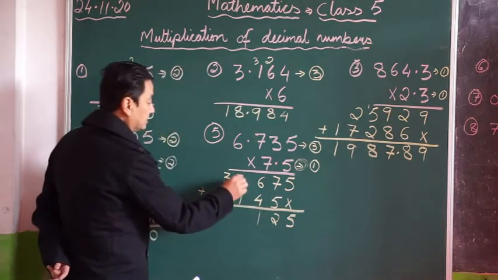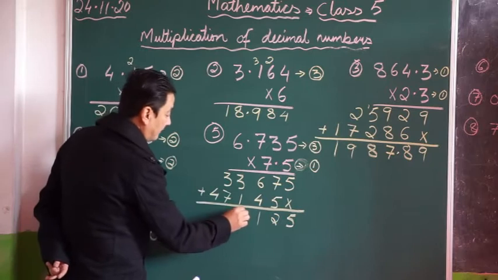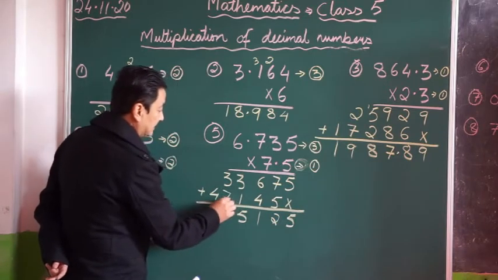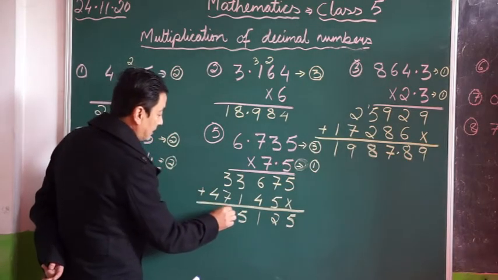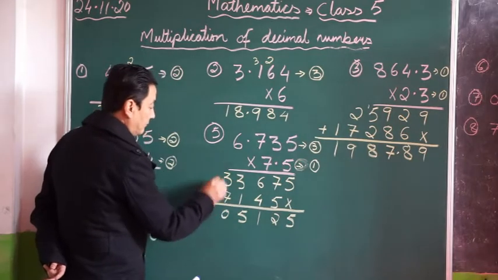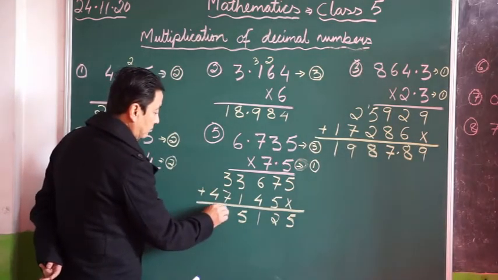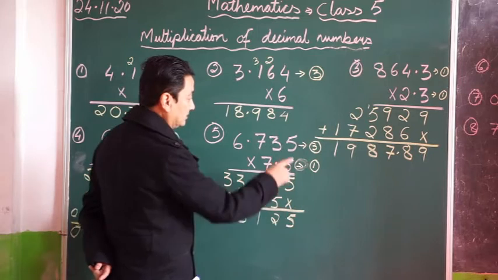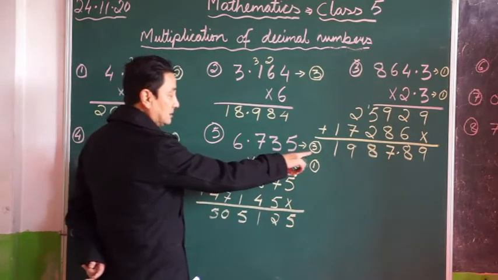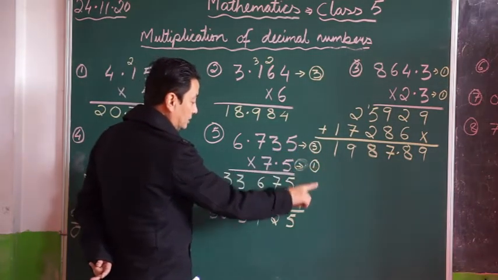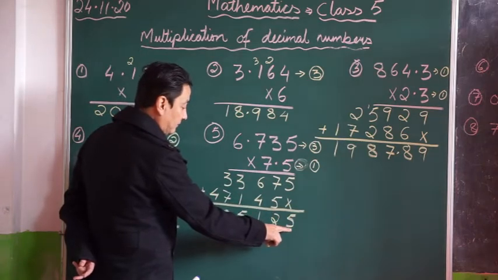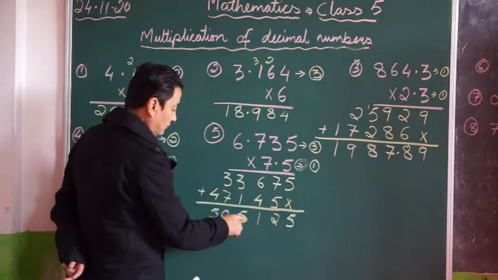carry 1, 3 plus 1, 4 plus 1, 5, 7 plus 3, 10, carry 1, bring down 0, 4 plus 1, 5. Now once you have written the answer, go back to the decimal points. 3 plus 1, 4. So put the decimal point after 4 places. 1, 2, 3, 4 here.